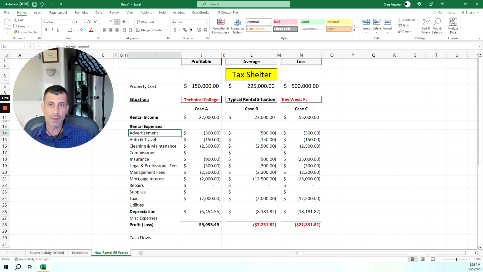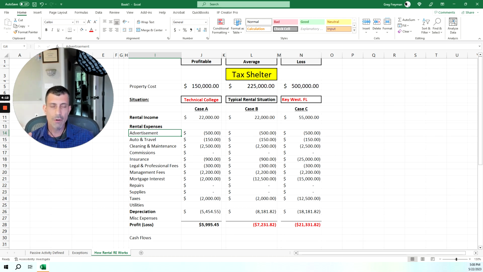All the rental expenses are listed out here and itemized. You have your advertisement, auto and travel, cleaning, maintenance. Anything that deals with this activity is going to be deducted from this activity to come out to your profit or loss. So why do I have three different scenarios here, with different rental income and different expenses? Because I want to bring home a point. In most cases, we really have these three scenarios, right?